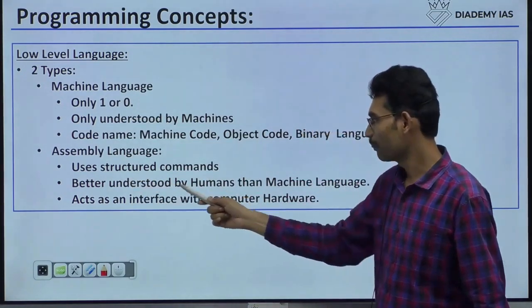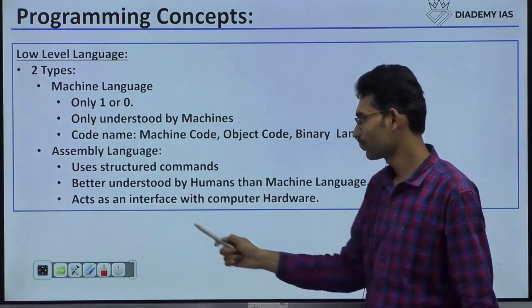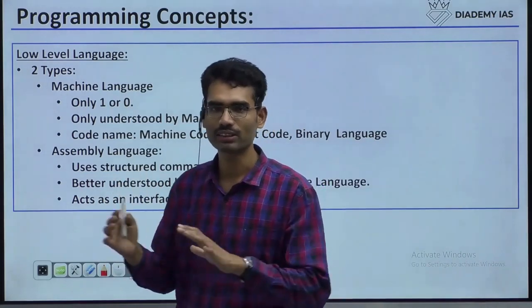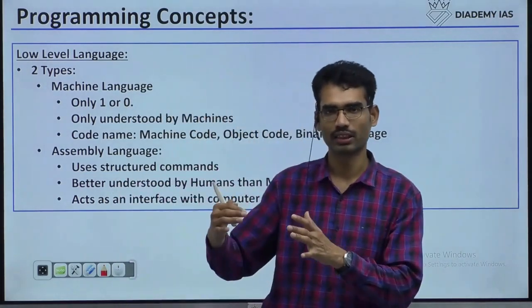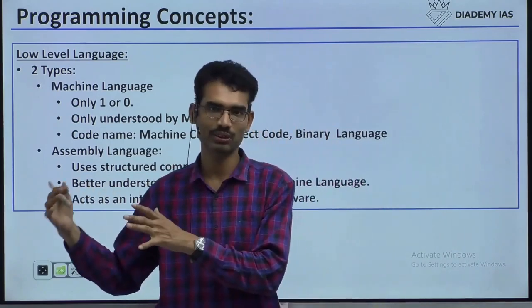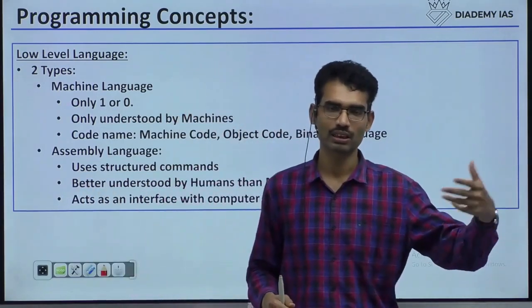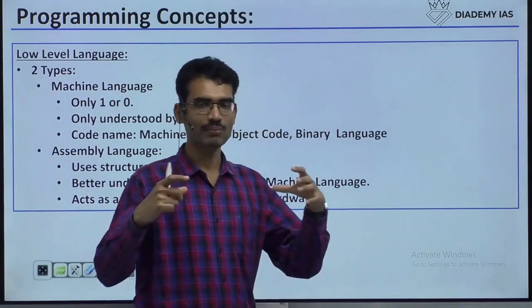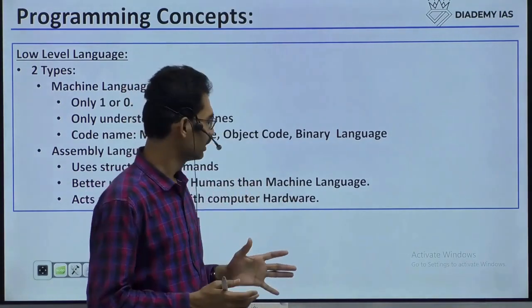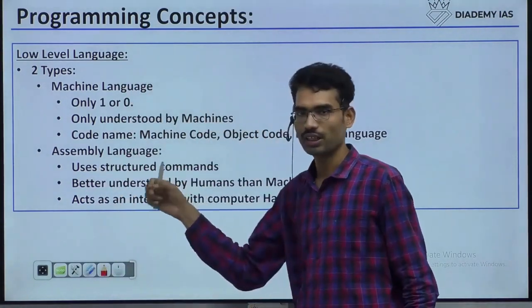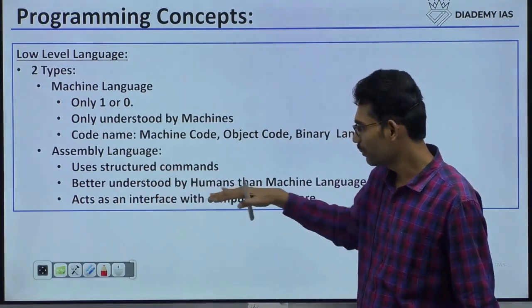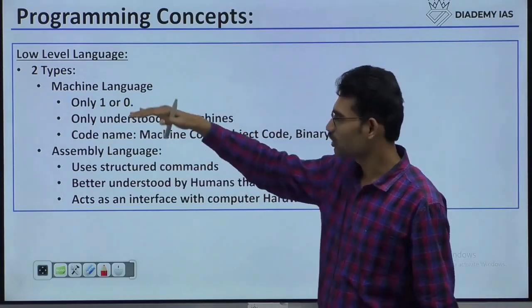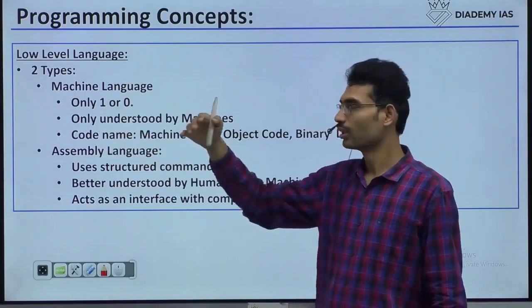Assembly language uses structured commands better understood by humans than machine language. It acts as an interface with the computer hardware. In computer hardware, we have seen input devices like keyboard, mouse, scanner, and output devices like monitor, printer, speaker. There should be some kind of communication mechanism among these hardware. Assembly language helps because it is a little bit understood by humans directly. It's better than machine language, but this also has to be converted into machine code to be performed by the computer.